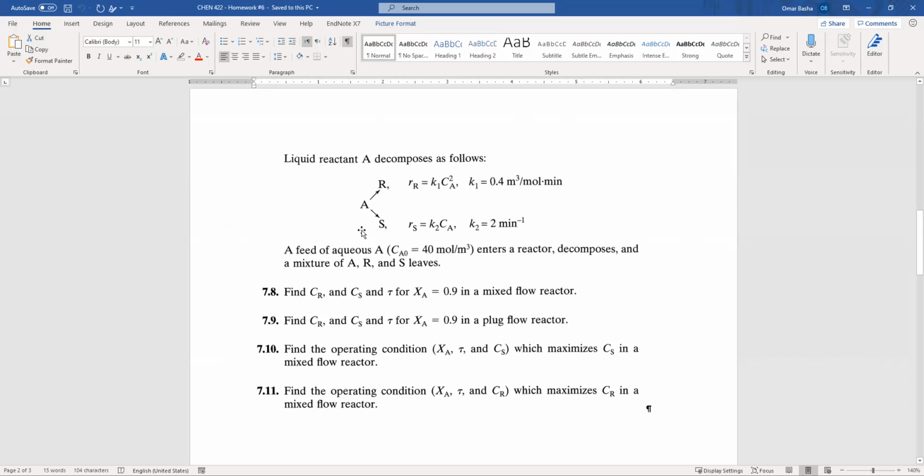You're given one system, A going to R going to S, again, parallel reactions. You're given the reaction rates for both of them. So for R, it's K1CA squared, you're given K1. For S, it's K2CA, you're given K2. You're being told the feed of aqueous A enters a reactor, decomposes, and a mixture of A, R, and S leave. And then you're being told to find CR and CS and tau for an XA equals 0.9 in a mixed flow reactor. 7.9, you have to repeat the same thing for a plug flow reactor. Okay, that's fine. Let's go to the whiteboard and let's solve these problems.